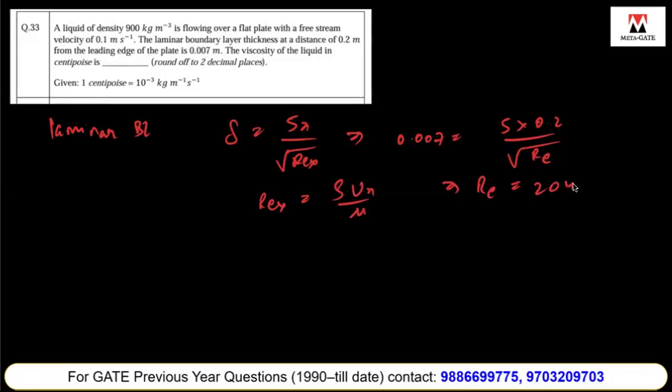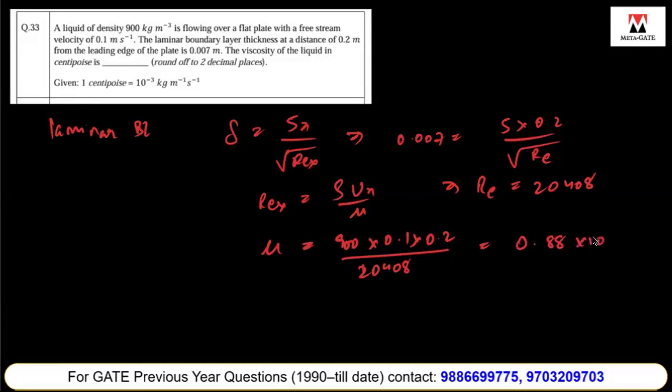It's equal to 20408. Then you put it here, you get mu is equal to 900 into 0.1 into 0.2 by 20408, which is equal to 0.88 into 10 power minus 3 kg per meter per second, which is 0.88 centipoise. The answer is 0.88.